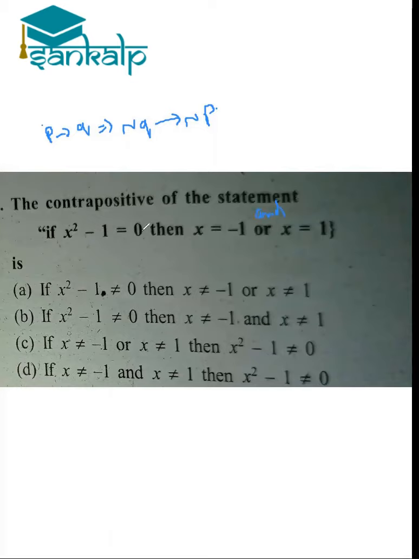So if we compare the conditions, this second statement will be considered first with its negation. So if x not equal to minus 1 and, since the negation of or is and, x not equal to 1, then x square minus 1 is not equal to 0. So the option D is the contrapositive form of the given statement.